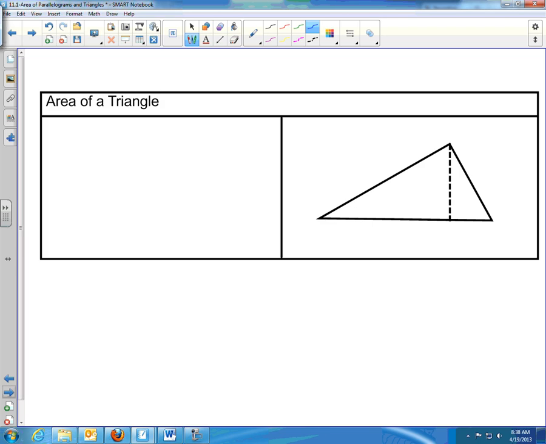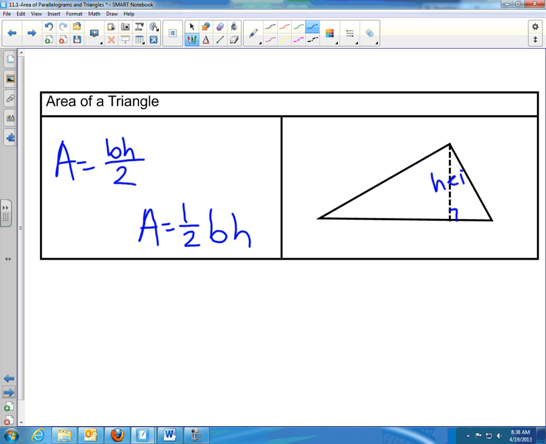We all know the area formula for a triangle. There are 2 ways we can look at it: base times height, divided by 2, or 1/2 base times height. In our triangle, again, the same thing as with the parallelogram, our height makes a right angle with our base. So here's our height. Sometimes it's outside the triangle, and there's our base.